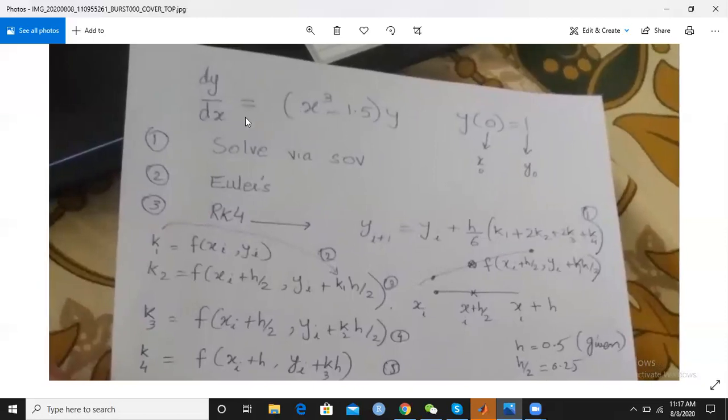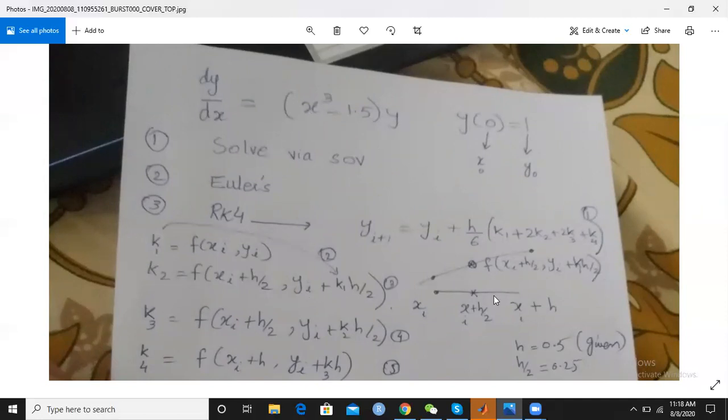Now let us understand the method with the help of a differential equation. You have this differential equation, dy by dx is equal to x cube minus 1.5 y. We want to find the solution, and first we need to be clear about f of x, y. Students always simplify the given differential equation and write it in this form, keeping the derivative on the left hand side and the remaining terms on the right hand side. Now f of x, y is x cube minus 1.5 y, and k1 is f of x i, y i, and k2 is f of x i plus h by 2, y i plus k1 h by 2. Now what is happening here?